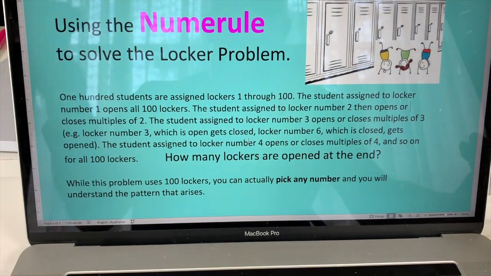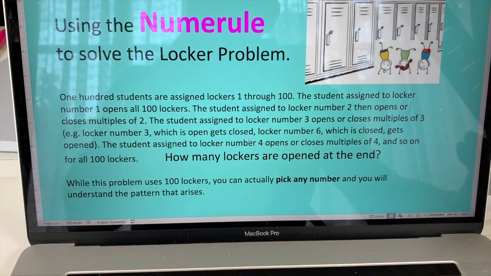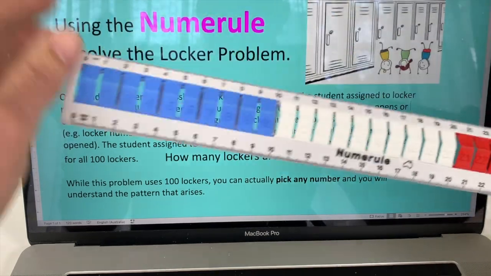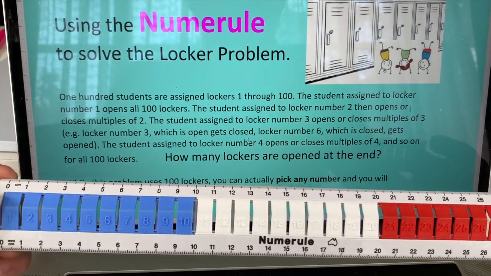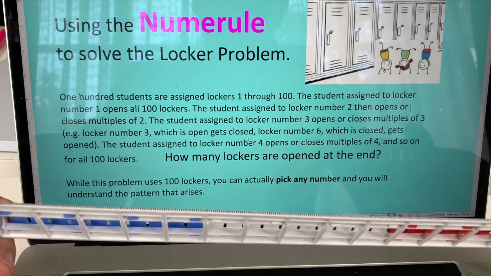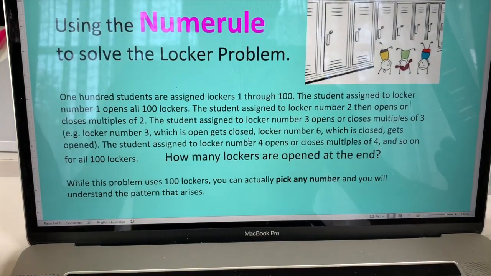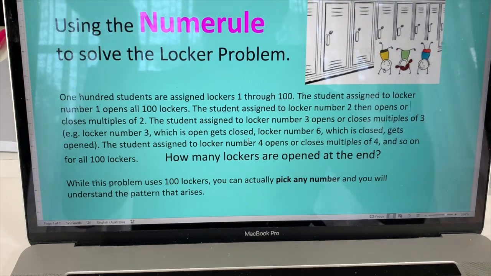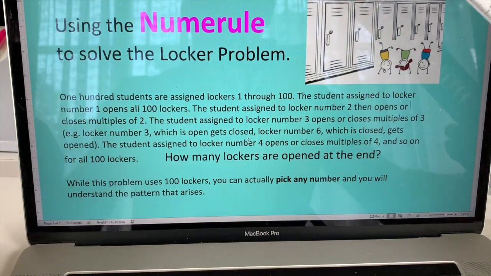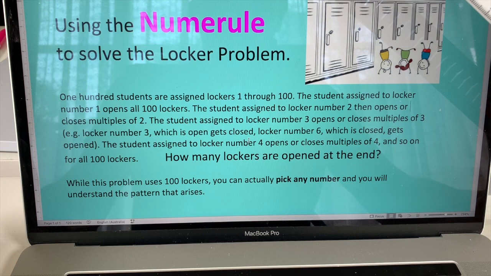So what we want to find out is how many lockers are actually open at the end, between 1 and 100. Now, we're not going to do 1 to 100 because it could take some time. You can do that in other ways, but you will understand the pattern as soon as we get there. We're going to use 21 instead, and you'll understand what I'm talking about. So instead of 100, we're only going to explore this pattern up to 21 and see how many lockers are open at the end.